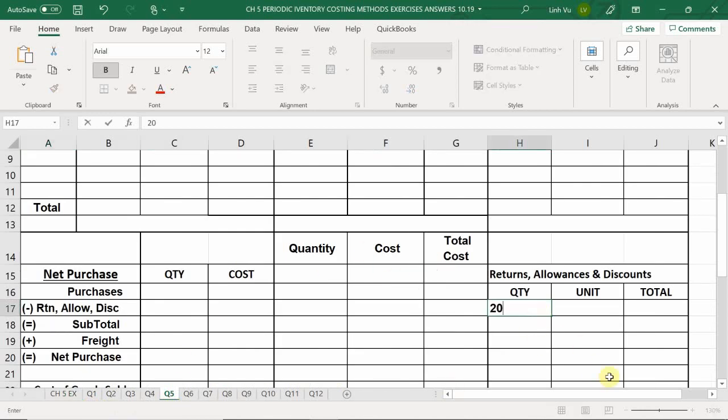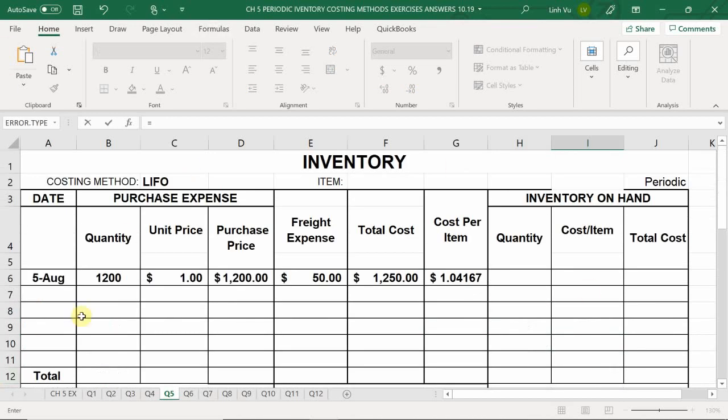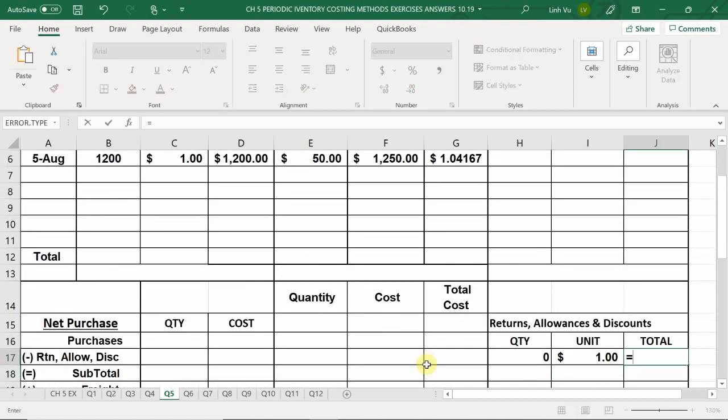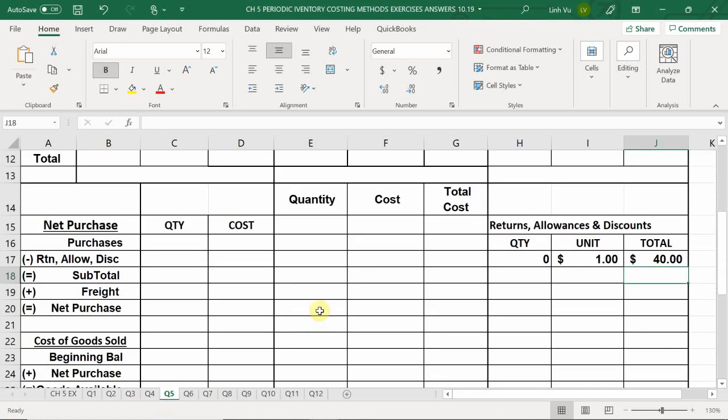Okay, so this would do 200, right? Well, in this case, are we actually returning anything? No. However, we only have one batch of inventory. And how much is the cost per item? $1. So we're going to run my formula right here. We are attempting to return 200 of those toys. They cost me $1, and I'm going to get a 20% discount. So in this case, 20% of 200 is 40.